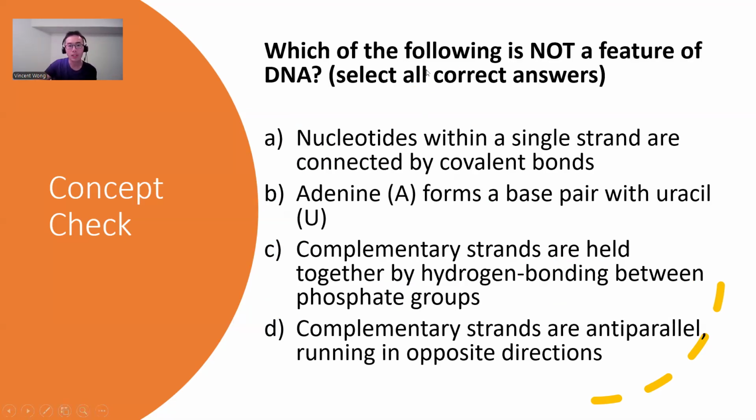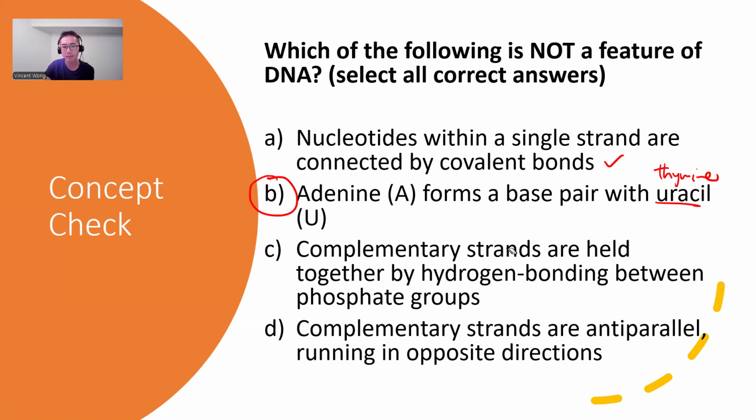Couple more. Which of the following is not a feature of DNA? Select all correct answers. Nucleotides within a single strand are connected by covalent bonds. That's true. All the macromolecules we learn are connected by covalent bonds. Adenine forms base pair with uracil. That is not a feature of DNA because there is no uracil in DNA. There is only thymine.